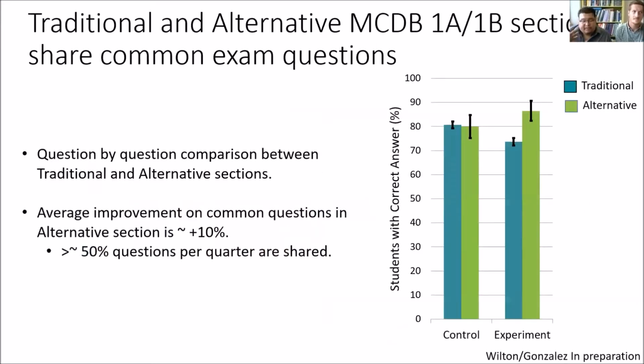But one of the things that we wanted to make sure of was to keep the rigor in the classes the same. So one way to address that was to have similar questions between the two sections for the exams and the final evaluations. So what we did here is to show you the differences between the questions that we shared among the two sections per exam. So more than 50% of the questions of these examinations are shared. And as you can see, the alternative section here in green does significantly better, about 10% better in each one of these questions, as represented in the graph here.